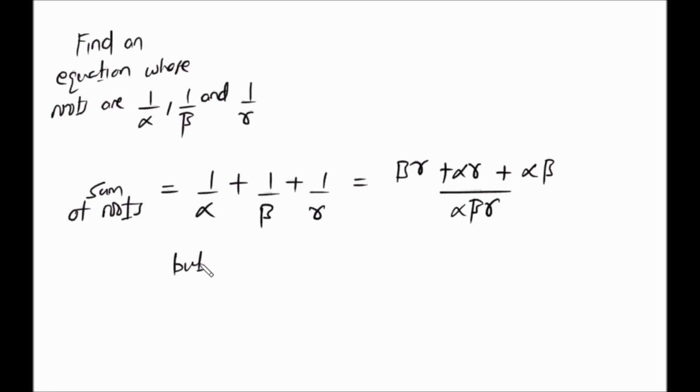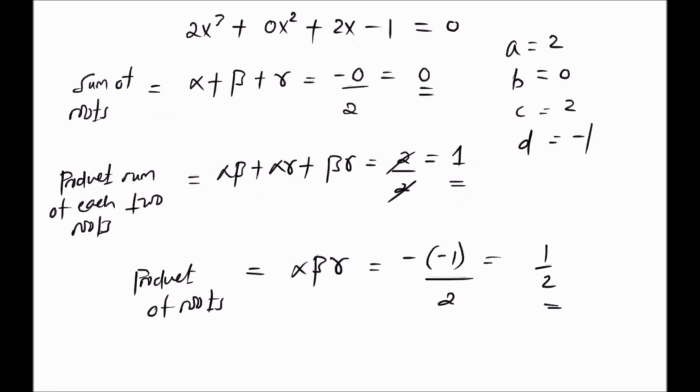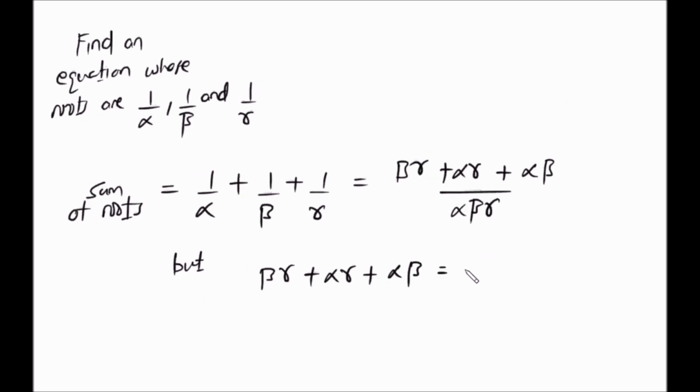But tumetoka kuona product sum of each of the two roots. Hiyo hapo beta gamma plus alpha gamma plus alpha beta. Tumesema ni sawa na nini? Tumesema ni sawa na 1 here. Kwa hiyo hapa juu tuna nini? 1. Kwa hapa ni 1. Lakini product of roots now, alpha, beta, gamma, tumesema ni nini?